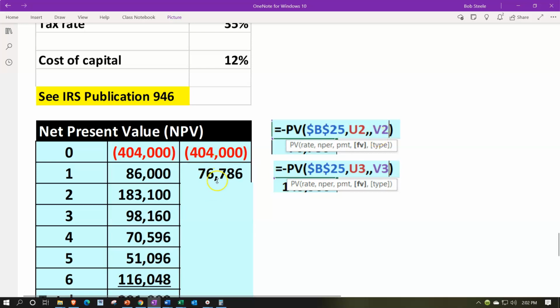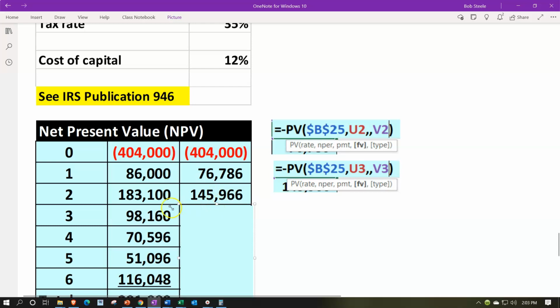So then if we looked at the second one, we got the 86,000 present valued back 1 period, 1 year at the 12%, gives us the 76,786. Formula, negative present value, and then brackets the rate, the 12%. You can see it's the same cell here because it's an absolute reference, comma. Number of periods is then 1. Moving down here, you can see that moved down with the cell reference going from U2 to U3, comma, comma. And then we have the future value, which of course is the 86,000. And that then you can see it moved down from the cell reference V2 to V3, moving down relative.